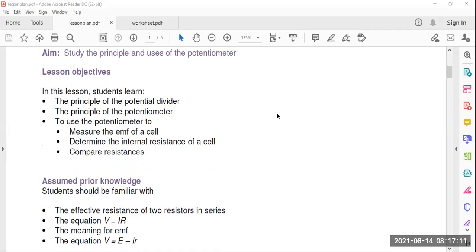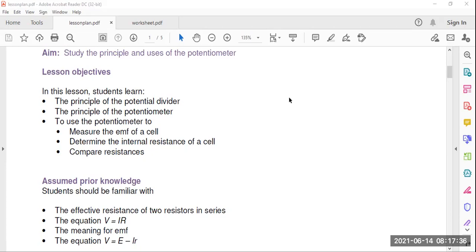Second, the principle of the potentiometer. And objective number 3, to use the potentiometer to measure the EMF of a cell, determine the internal resistance of a cell, and finally compare resistances.